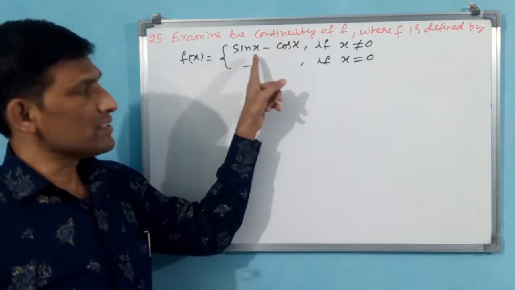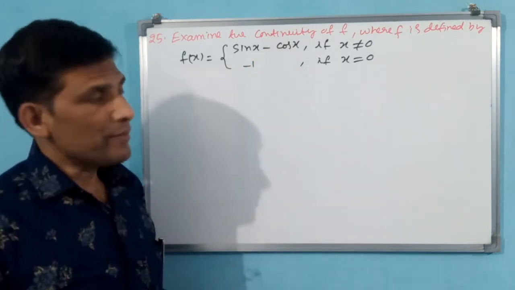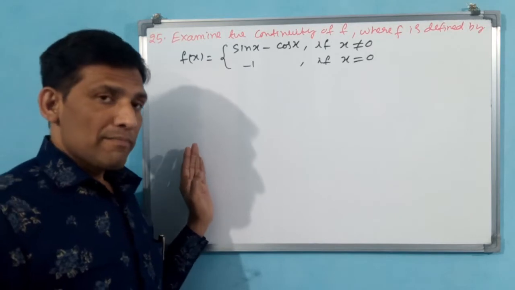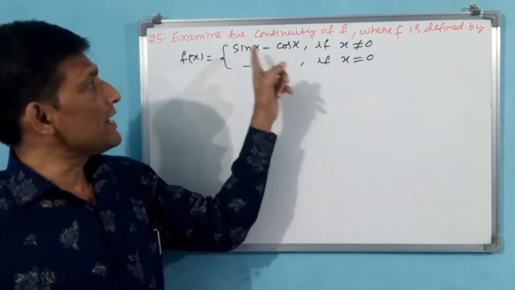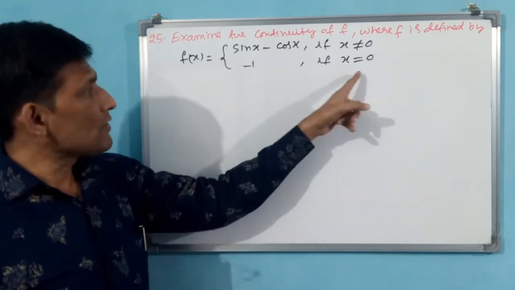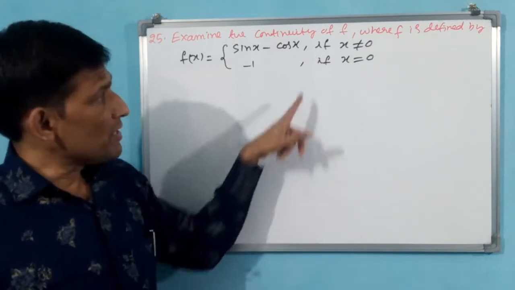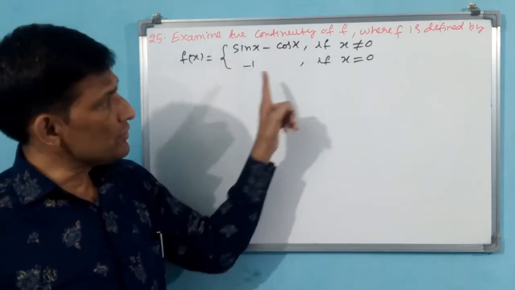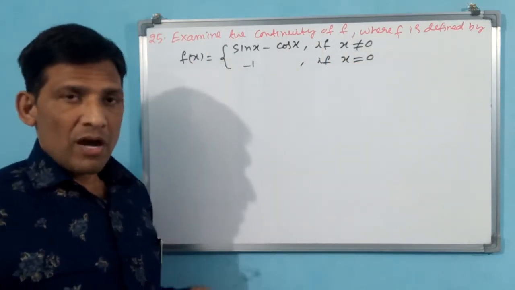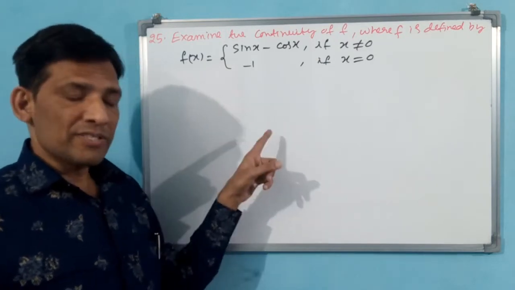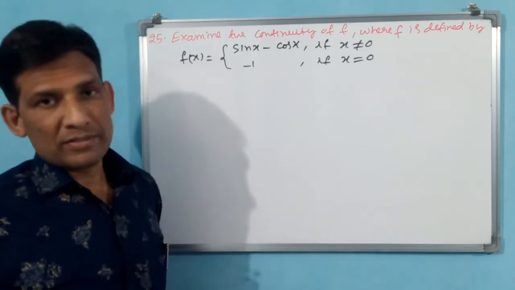We know why? Because sin x is continuous, cos x is continuous, we know very well. From 0 to plus infinity, again this is continuous. At 0, minus 1 is there. That means if at all this function is discontinuous, it will be discontinuous at 0. If the function is continuous at x equal to 0, then the function is continuous.